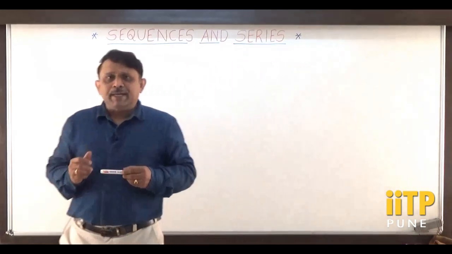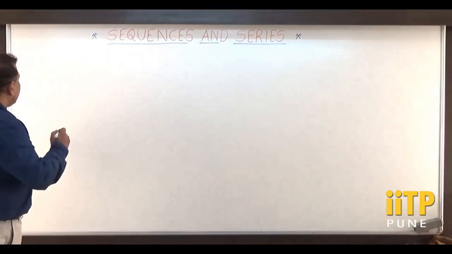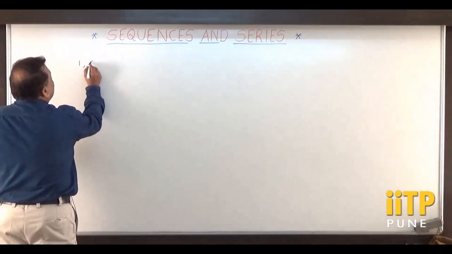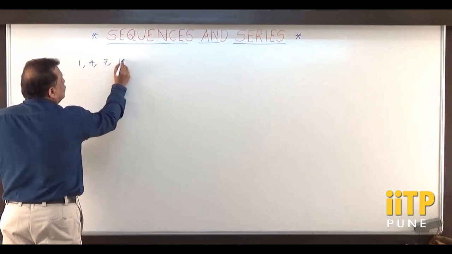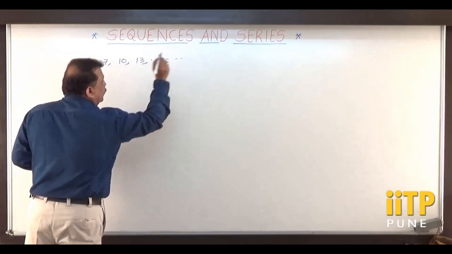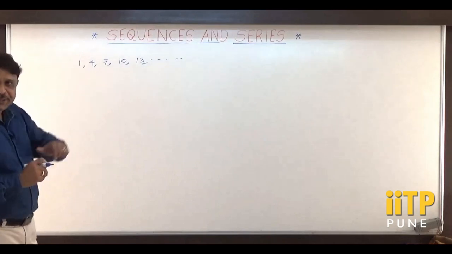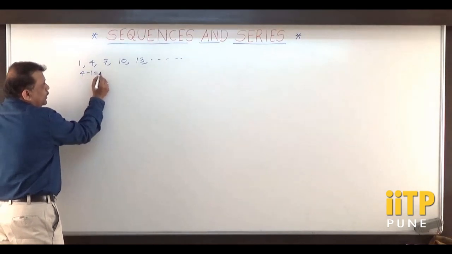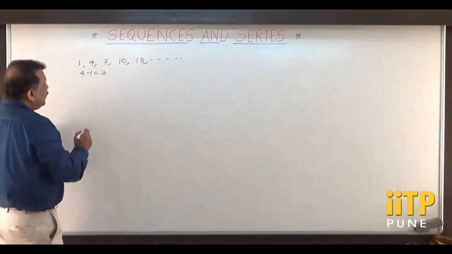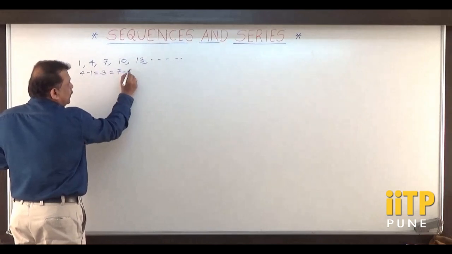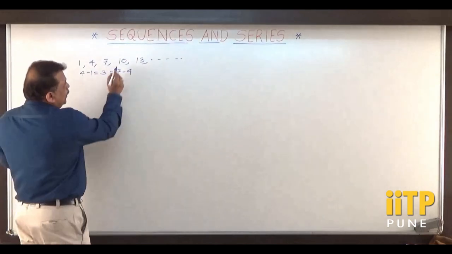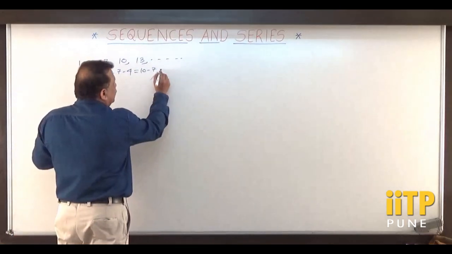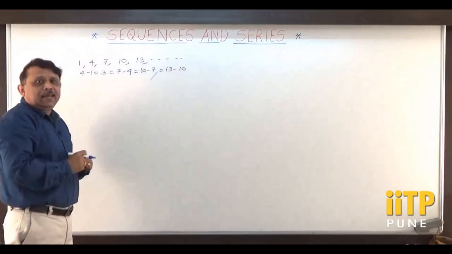Now, what is an arithmetic sequence? Let's see. If I consider one example, say 1, 4, 7, 10, 13, ... This is a sequence. Now, the difference between 4 and 1 is 3. The difference between 7 and 4 is again 3. The difference between 10 and 7 is again 3. And the difference between 13 and 10 is again 3.